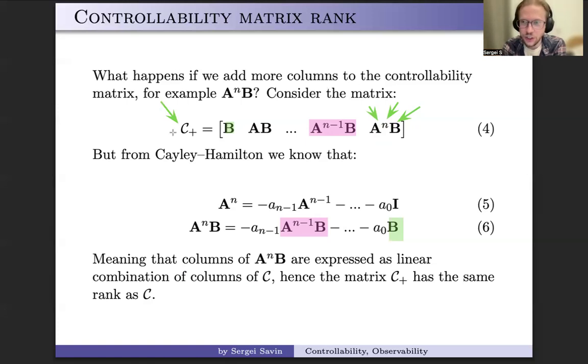Since the rank did not change, let's say the rank was k less than n, some value of k less than n. Well, it follows from this that the new columns did not increase k. It's still k, even after we added this matrix. So adding more stuff did not change anything.